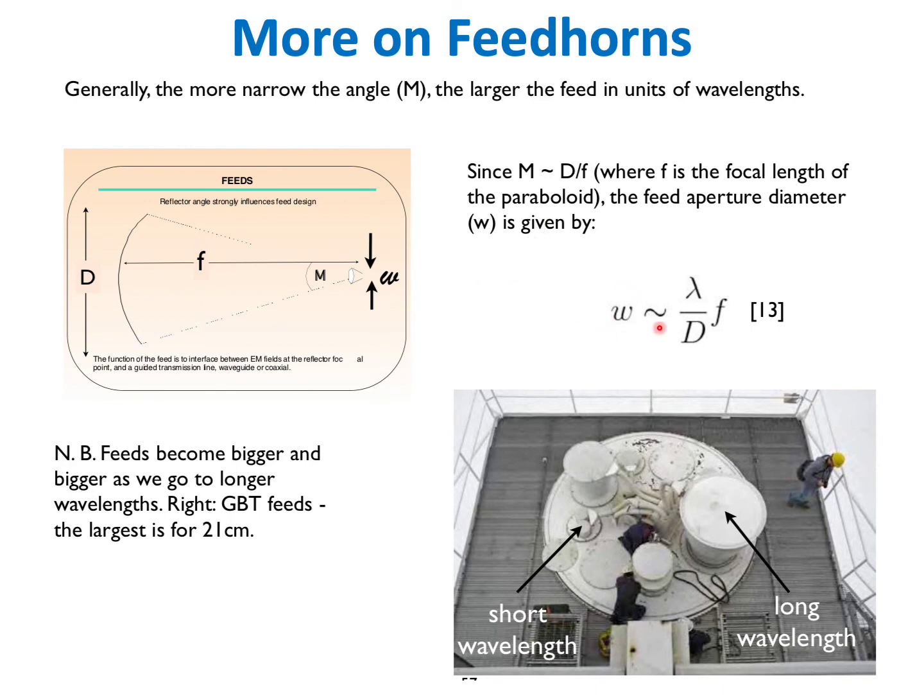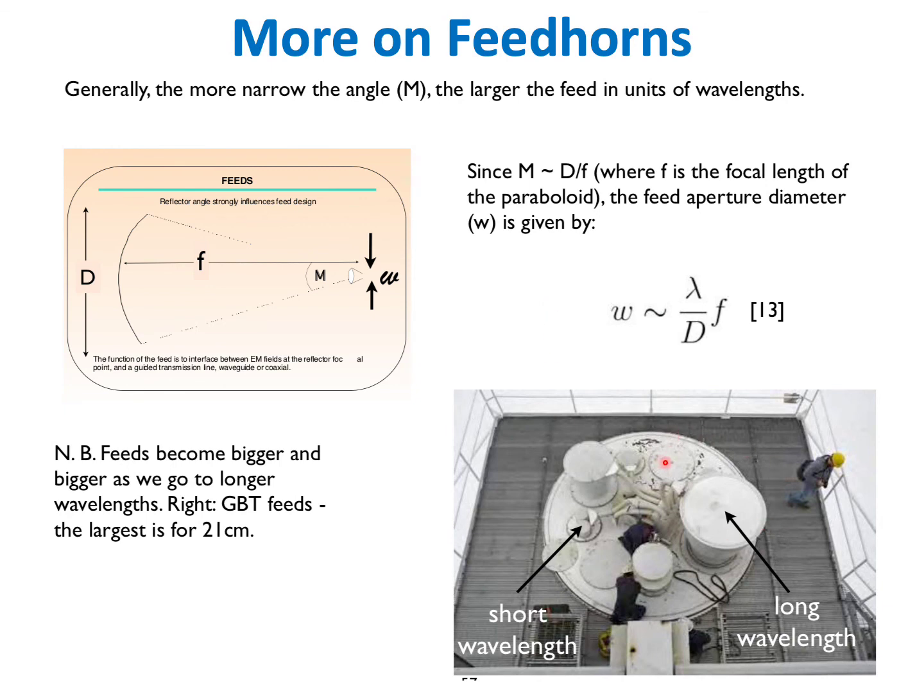We can define the feed aperture diameter, so the width of the feed. That is just lambda over d times f. So it's pretty much f over d, our focal ratio, times lambda. So we can see, f and d are fixed for our telescope, of course, but lambda changes. So at larger wavelengths, the aperture of your feed gets larger.